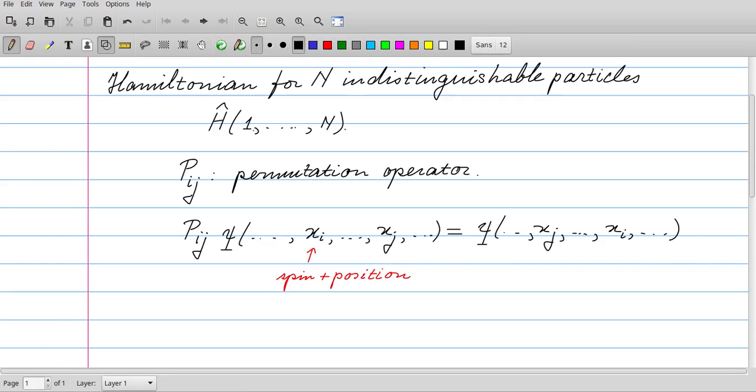Formally, Pij is defined by its action on a many-body wave function. So here we have a wave function psi, which depends on the quantum numbers of particles i and j. We call them xi and xj. They may be the positions of these particles, but they may also include other variables like spin. And we see that the effect of Pij is to exchange xi and xj.